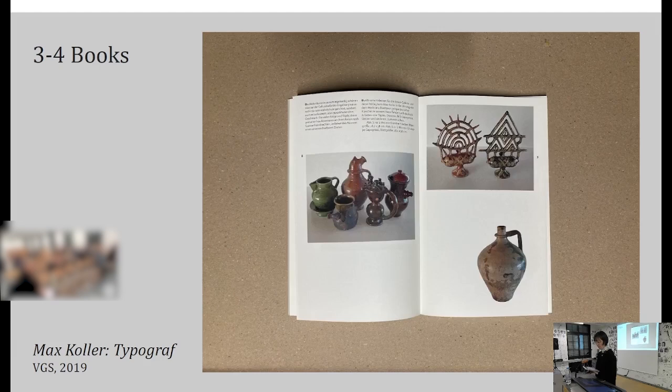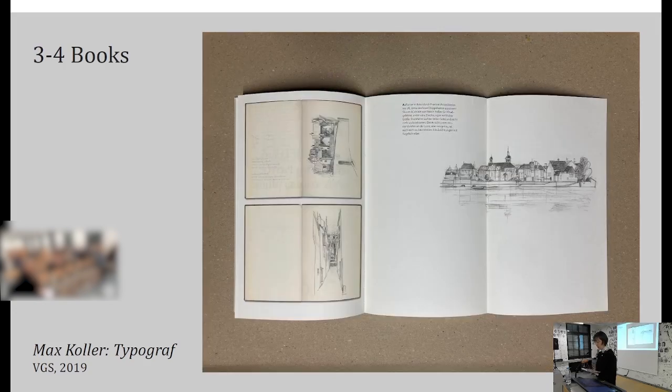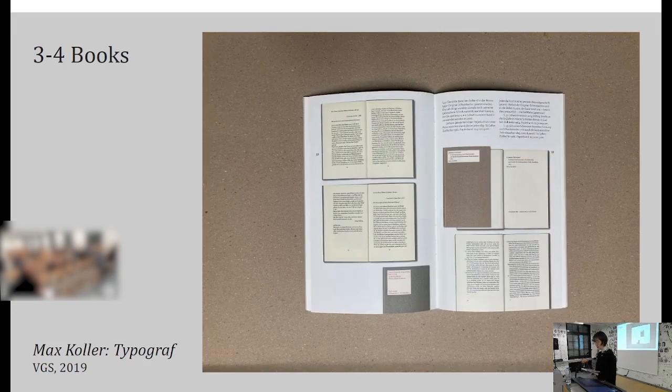At the same time, it's a memorial to a former colleague of Hochuli's, and so the book unfolds not only their personal relationship, but also the microhistory of the St. Gallen-based typographers.